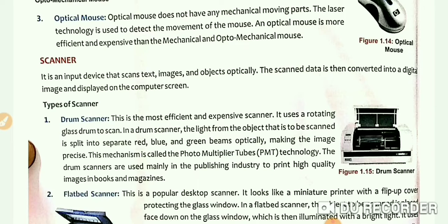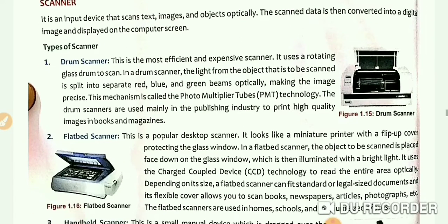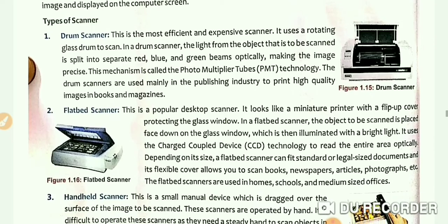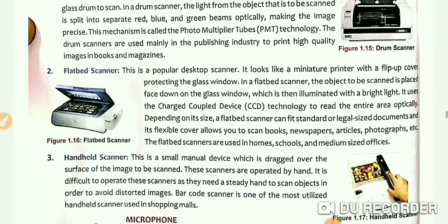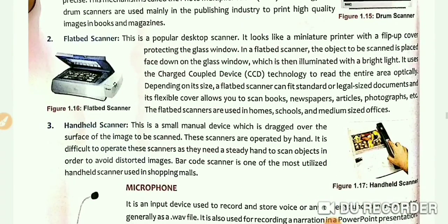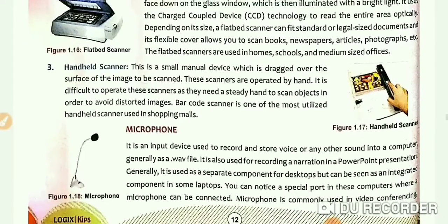Now next is a scanner. It is an input device that scans text, images, and objects optically. The scanned data is then converted into a digital image and displayed on the computer screen. There are basically three different types of scanners. First one is drum scanner. The second one is flat bed scanner, and third is handheld scanner.